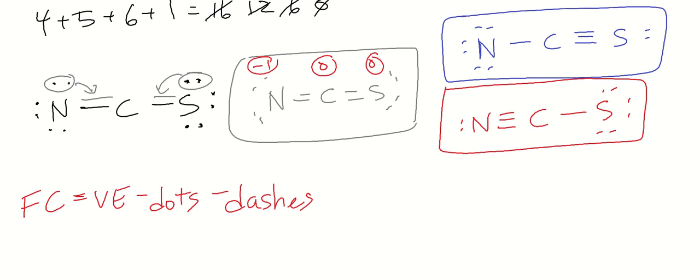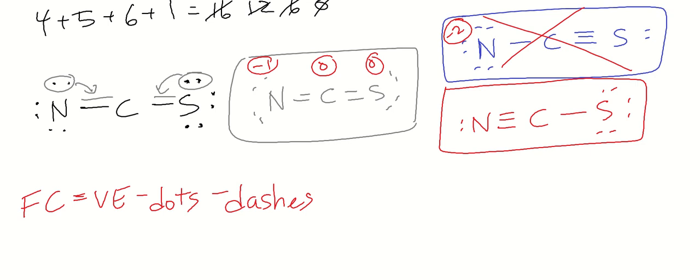Over to the structure here in blue, nitrogen has 5 valence electrons, minus the 6 dots, that's -1, minus another dash, that's -2. So already this is not going to be the correct answer.